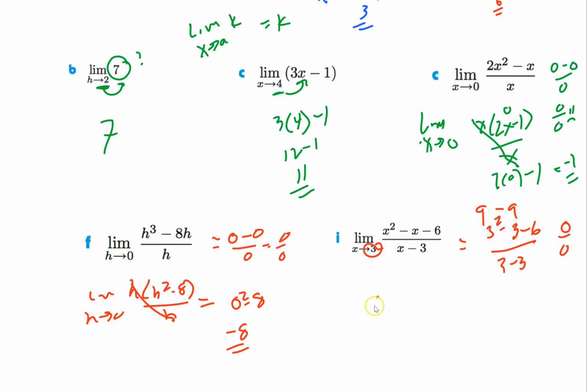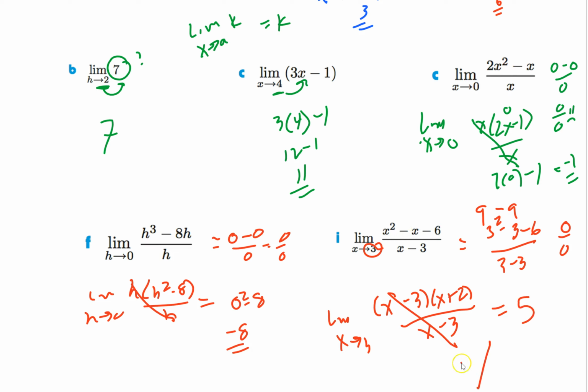Let's factor this. The top is x minus 3 times x plus 2, over x minus 3, as the limit as x approaches 3. These cancel. Plug the 3 in, and you get 5. By the way, if you're curious what's happening there, it's a graph with a hole in it.